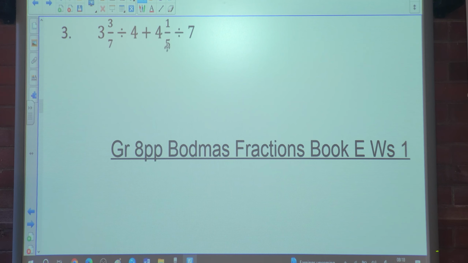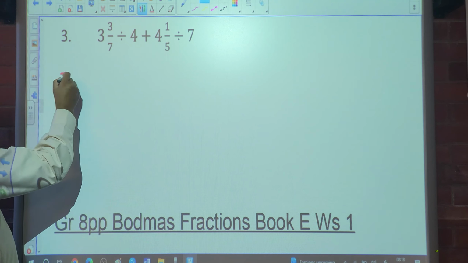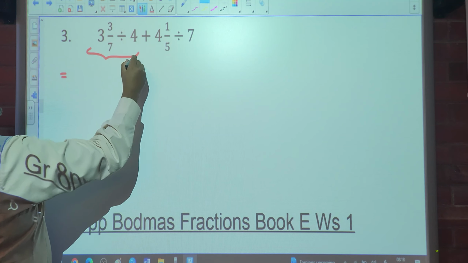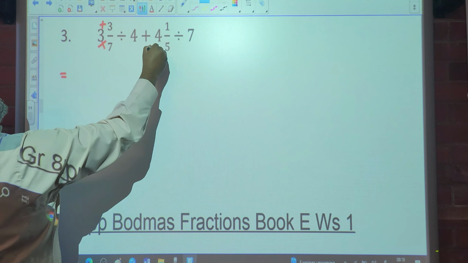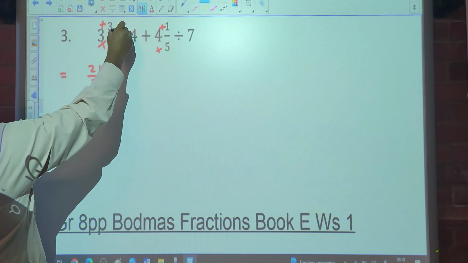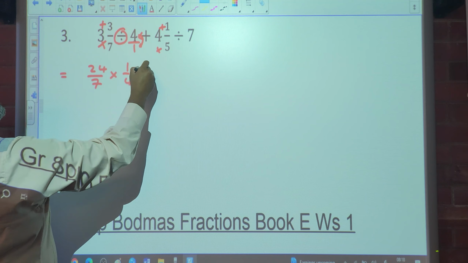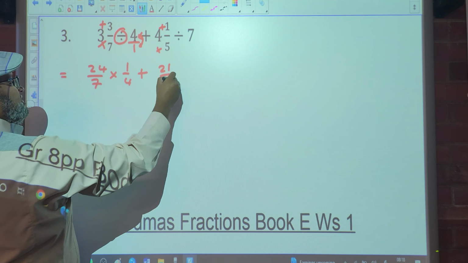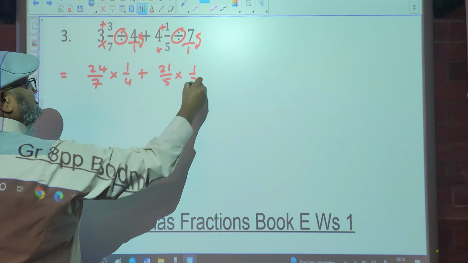Number 3. We have 3 and 3 sevenths divided by 4, plus 4 and a fifth divided by 7. So what needs to be done first? Change the improper fractions. So that gives us 21 plus 3 is 24 over 7. Is that correct? Yes. Division can change to multiplication: a quarter, plus 21 over 5 multiplied by 1 over 7.